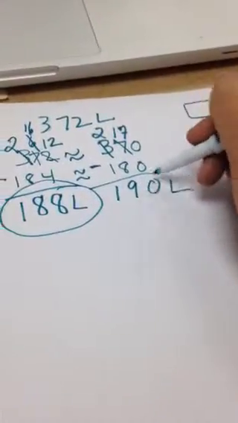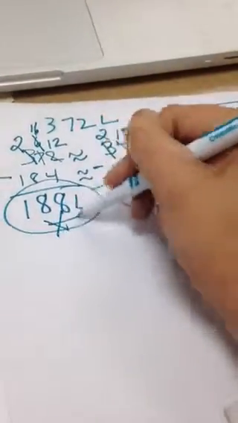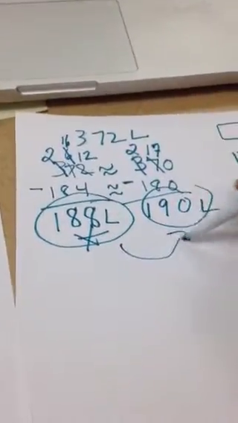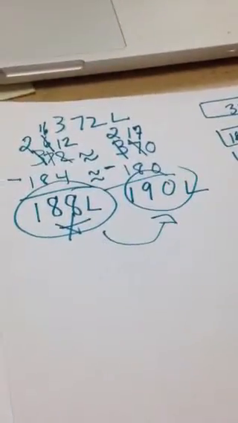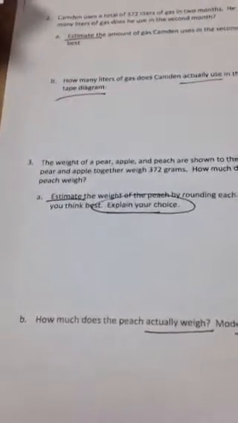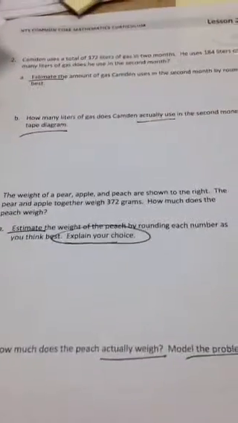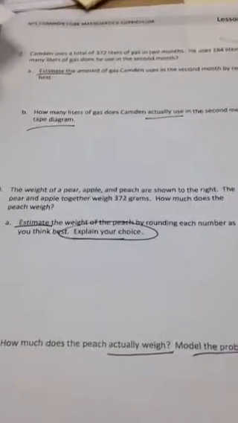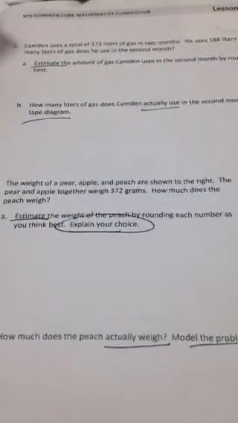The estimated answer is 190. Is this answer reasonable? Yeah, look how close that is to 190. Look at the next one. The weight of a pear, apple, and peach are shown to the right. The pear and apple together weigh 372 grams.